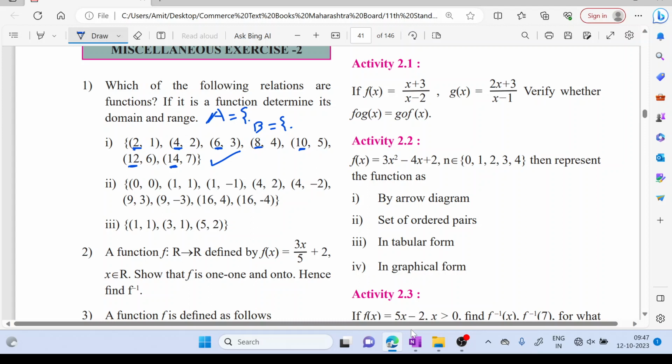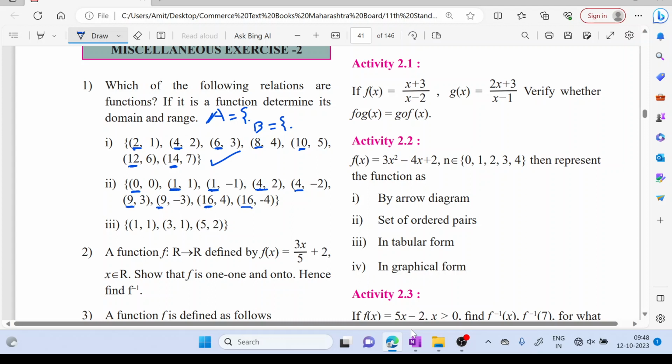Second problem. So is it a function? We have to check. Again, we don't know the first set, we don't know the second set. So what we see is 0, then 1, and again 1 is repeating. 4 is also repeating. 9 is also there. And 16 is also repeating.